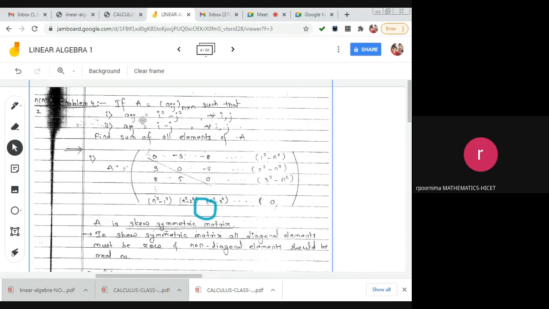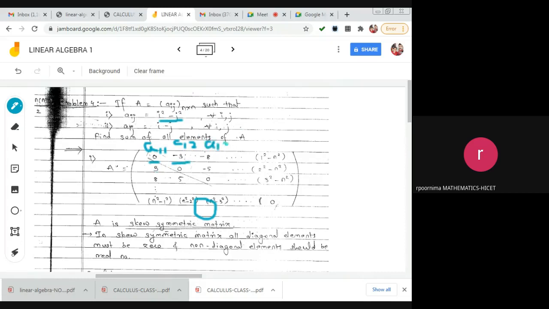The first subdivision of Aij will be i square minus j square. That is in the A11 position, where i is 1 and j is 1. So i square minus j square means 1 square minus 1 square, which is 0. The next position is A12, so 1 square minus 2 square. That is 1 minus 4, which is minus 3. Then the third term is in the A13 position, so 1 square minus 3 square, which will be minus 8. Like that, you have to write your general term 1 square minus n square. Similarly, the other values too.